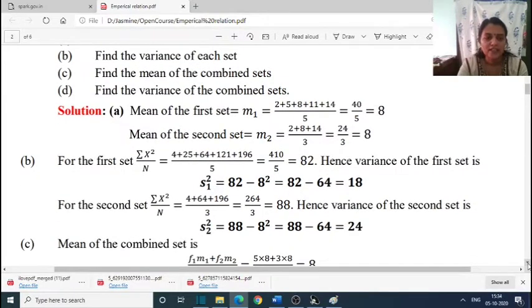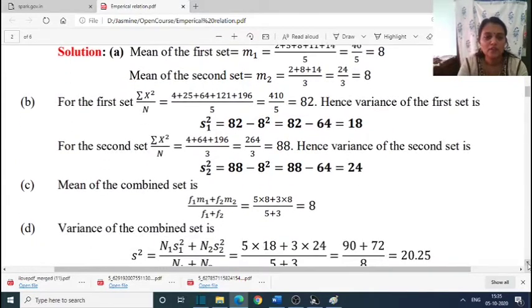For the second set, sigma x square by n is equal to 264 by 3, which is equal to 88. Hence the variance of the second set is 88 minus 8 square, mean square. So it is equal to 88 minus 64, which is equal to 24.